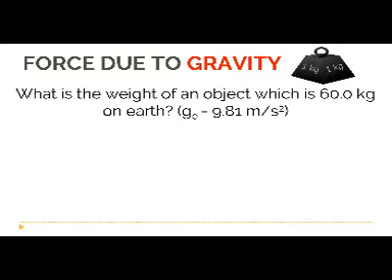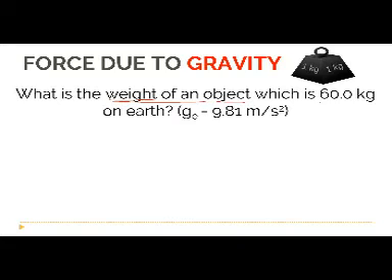What is the weight of an object which is 60.0 kilogram on Earth? Since we are talking about the weight of an object, we are just referring to the weight, not to the force due to gravity. Since it is only the weight of the object, the unit is kilogram. But if we are talking about the force due to gravity, then the standard unit is Newton.